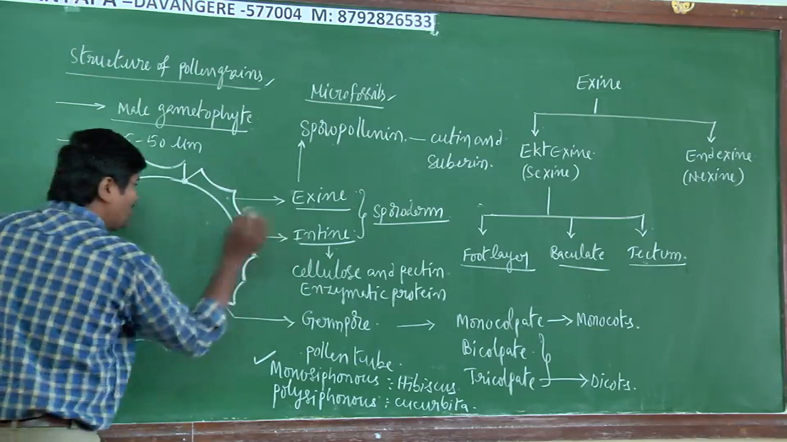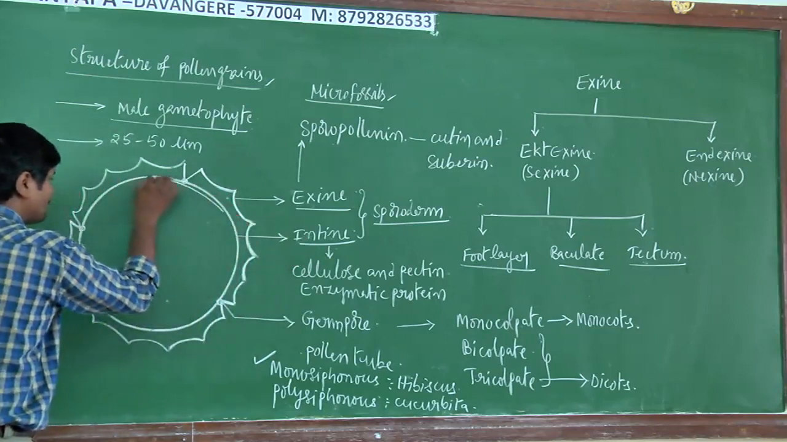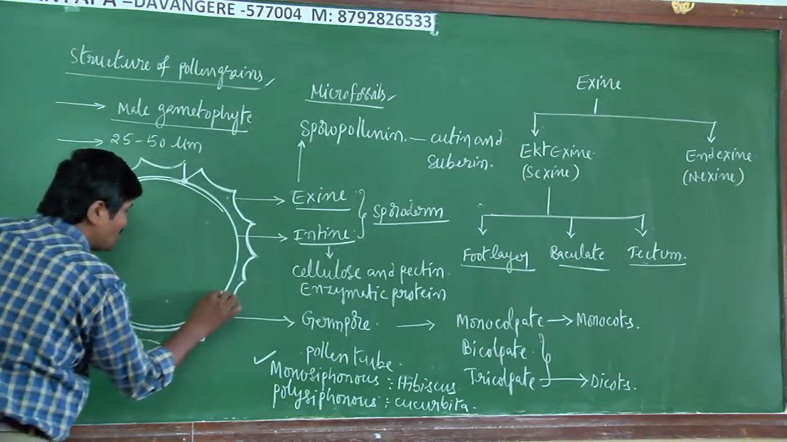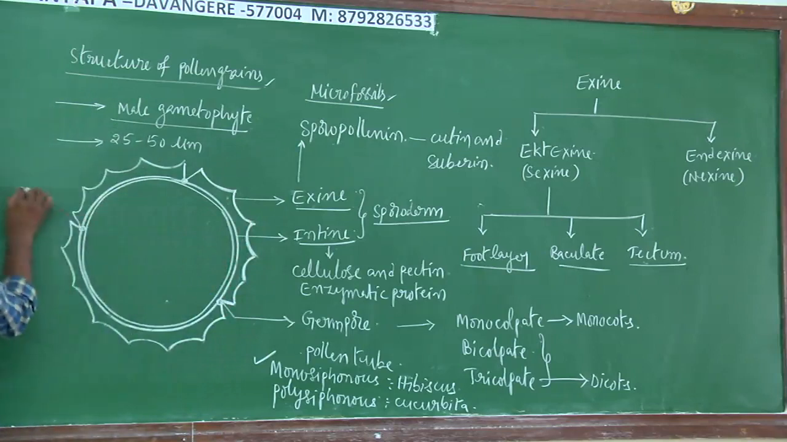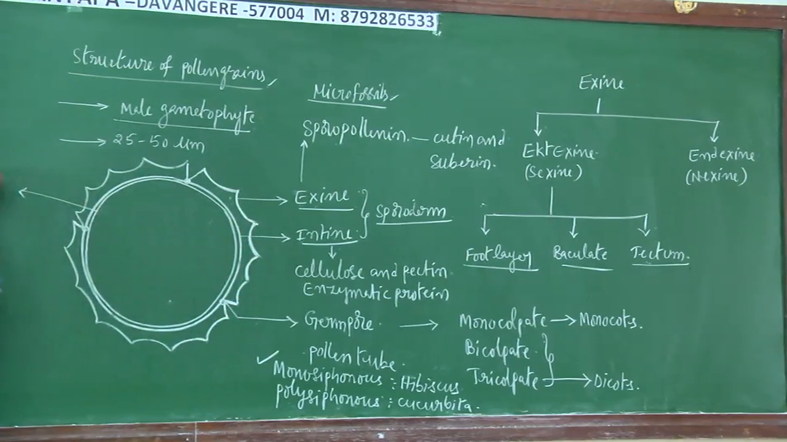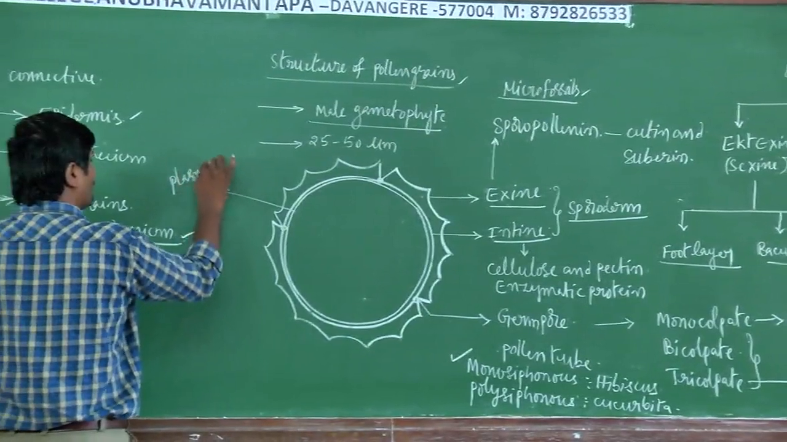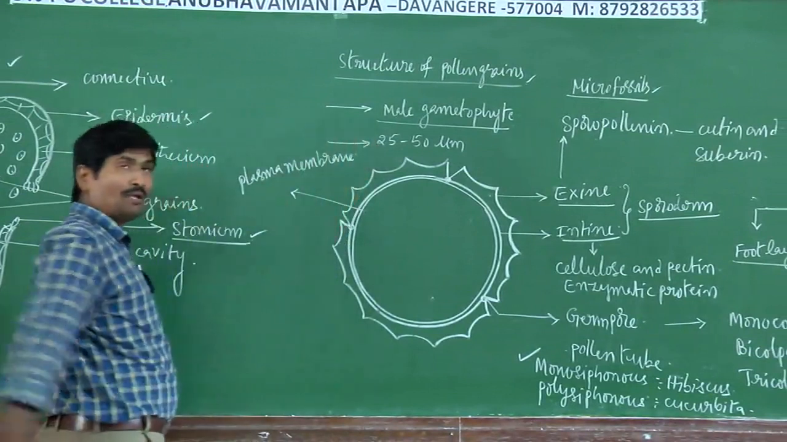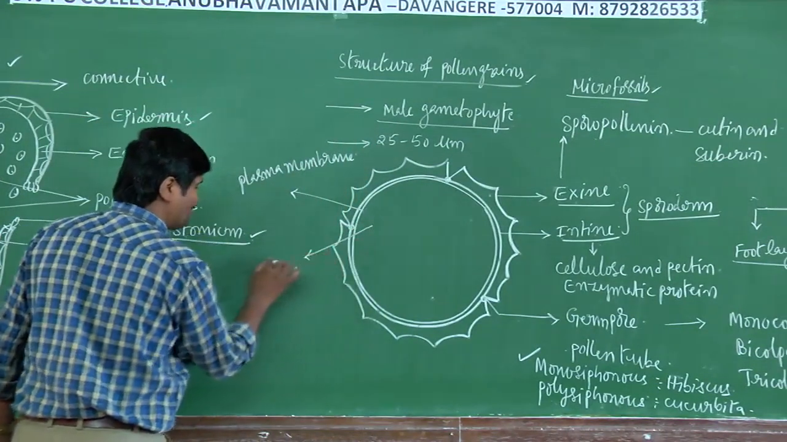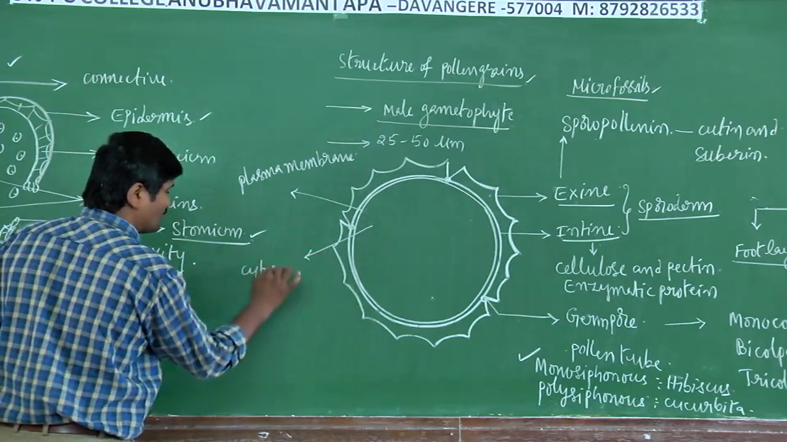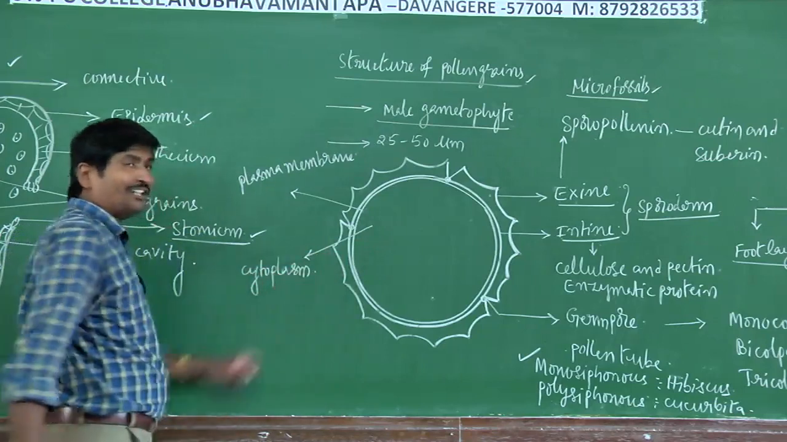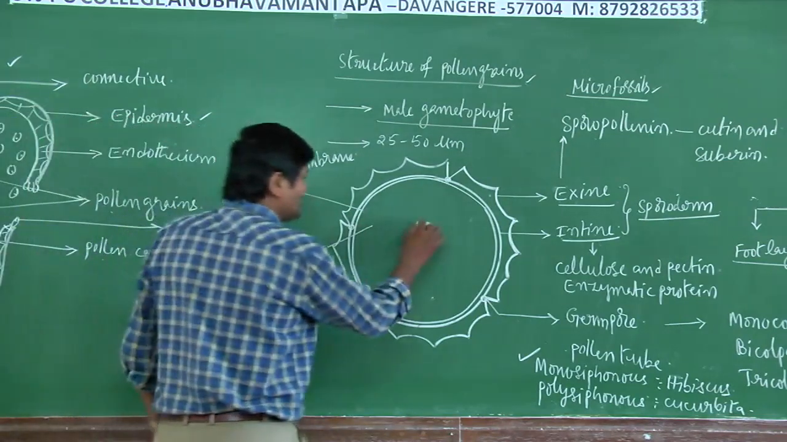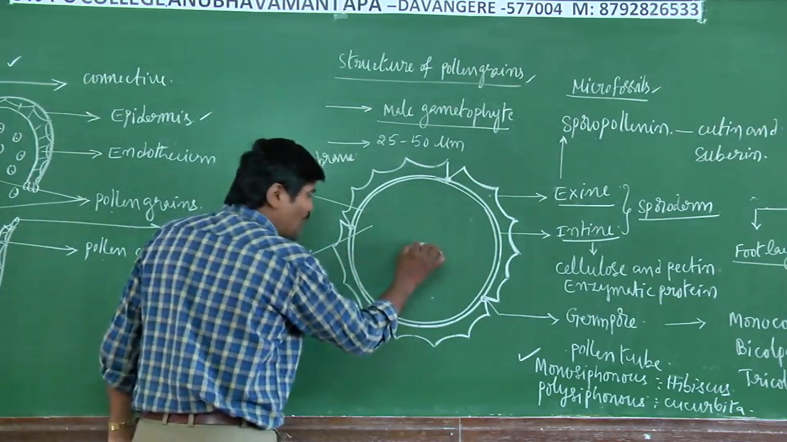Next one, the inside of the intine. See, this is a plasma membrane. The cytoplasm is enclosed by the plasma membrane. Next one, in this cytoplasm initially one nucleus is there.